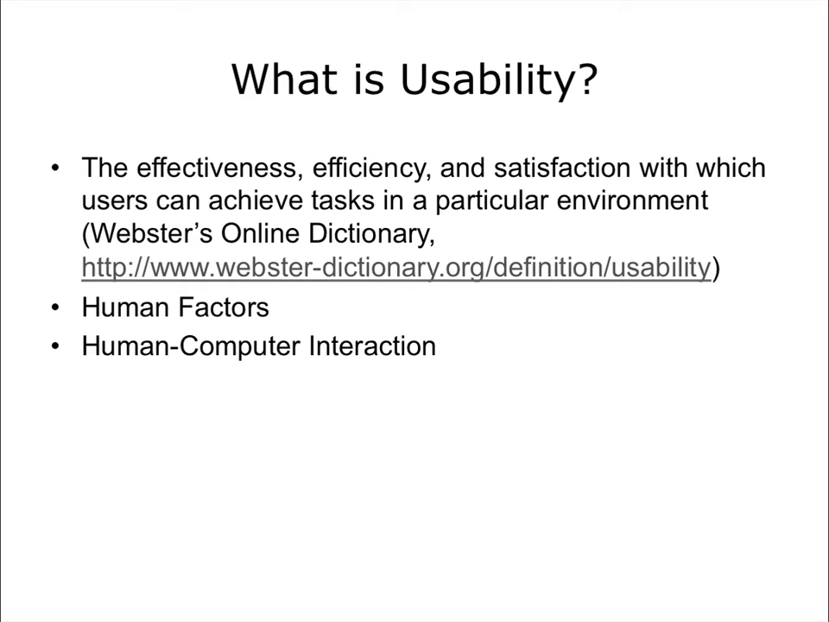Before we can discuss usability reasonably, we need to determine a definition for usability. According to Webster's Dictionary, usability is the effectiveness, efficiency, and satisfaction with which users can achieve tasks in a particular environment. For the purposes of this unit, we're going to focus on human factors and less on human-computer interactions because we're really concerned with usability around data analytics.